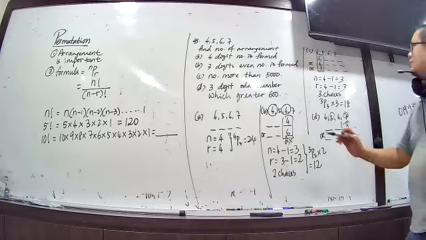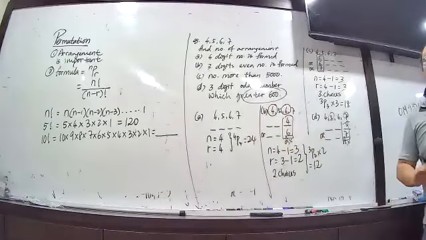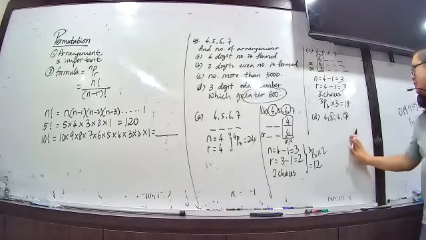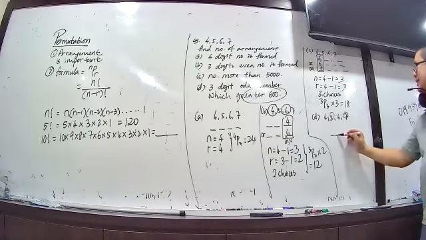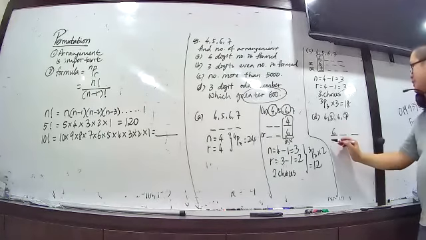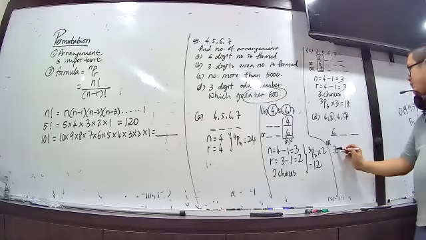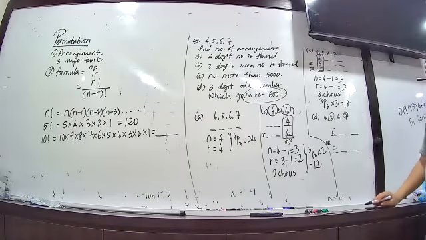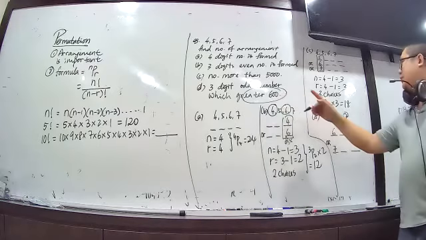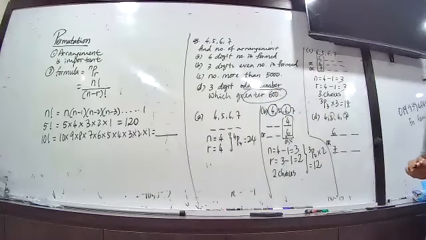But they also say they must be greater than 600, right? So I cannot do like this already. So if they're greater than 600, it means that they either begin with 6 or begin with 7. And because they said it must be an odd number, this one is the second condition, 第二个条件.